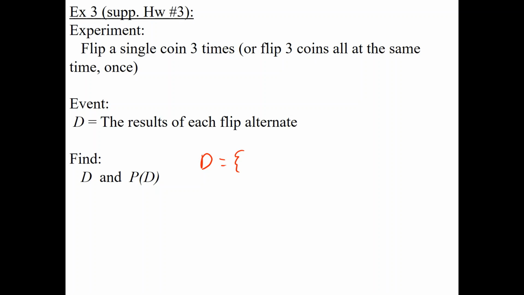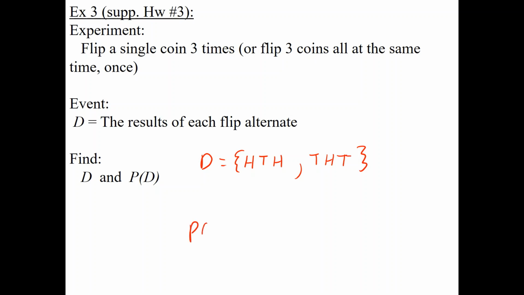We're only flipping 3 times though, so let's say the first flip's got to be either heads or tails. If the first flip is heads, and they alternate, then the second one's tails and the third one's heads. That's one outcome where the results alternate. Well, the only other thing that could happen is that it starts with the tails, and then what is it going to be? Tails, heads, tails. Yeah, so that's it for D.